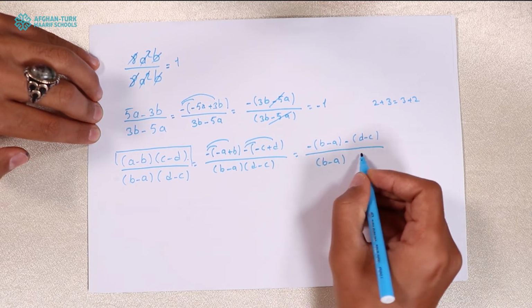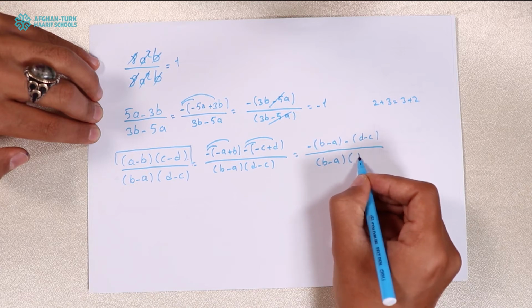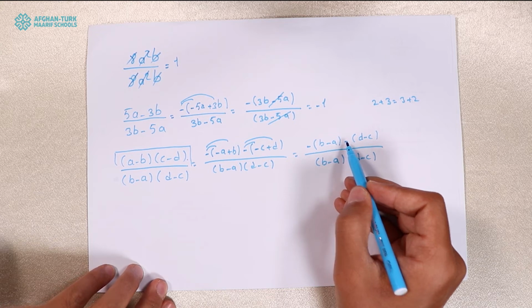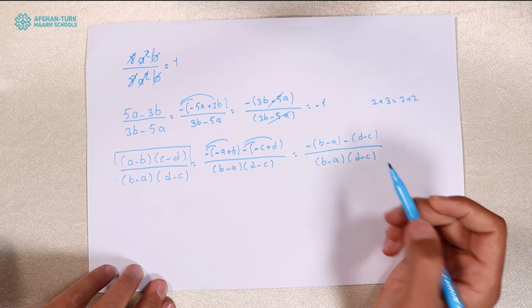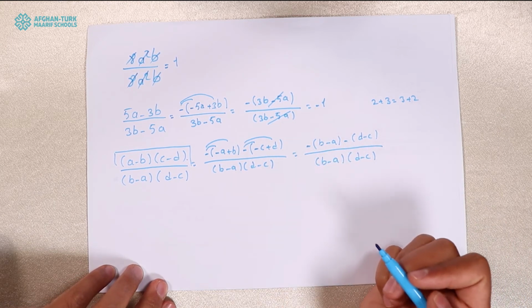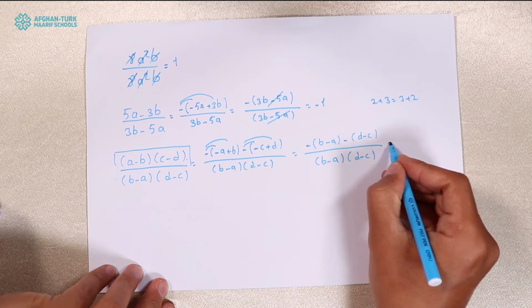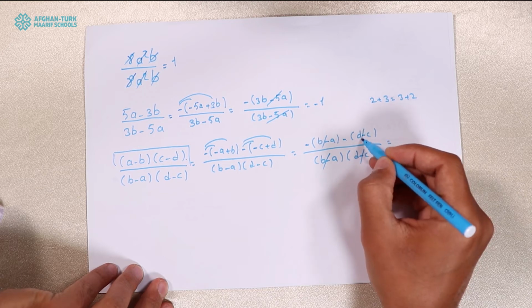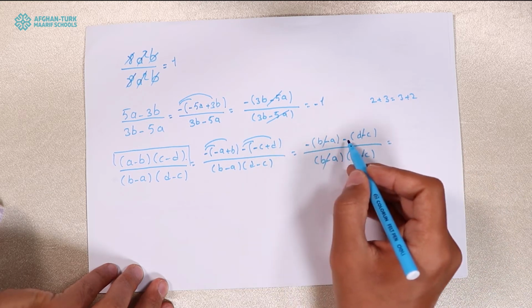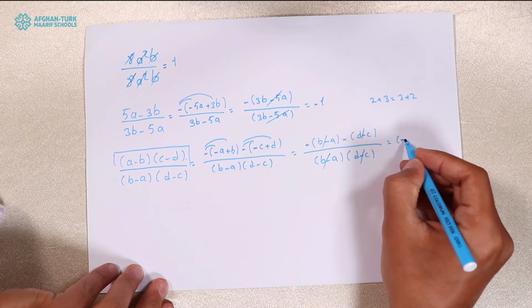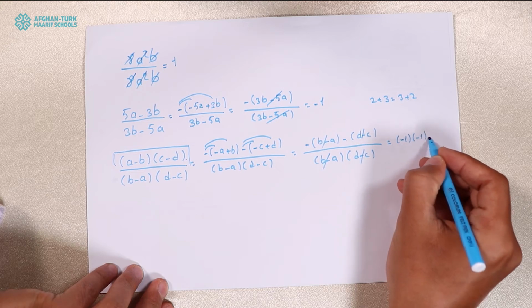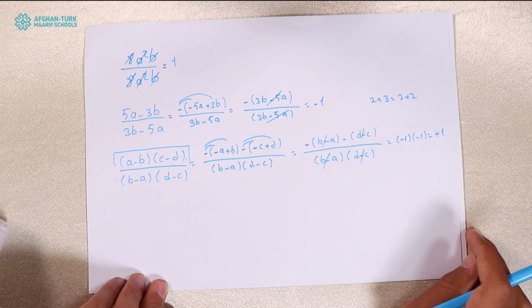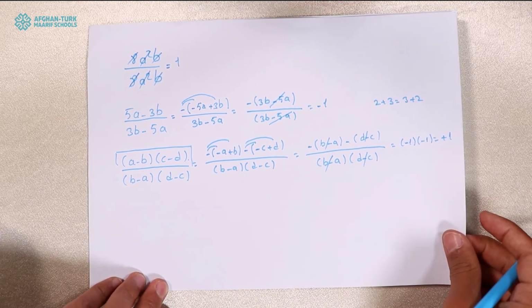In the denominator we have (b minus a) times (d minus c). You know that these minus signs represent minus 1, am I right? Then we can cancel them: b minus a with b minus a, and also d minus c with d minus c. We have minus 1 here and minus 1 here. Minus 1 times minus 1 is equal to plus 1. Did you understand? Simple, easy.